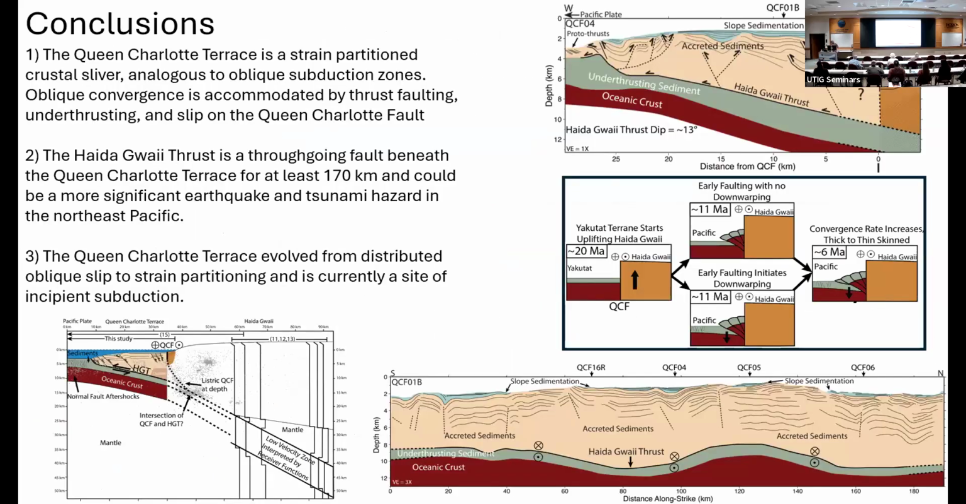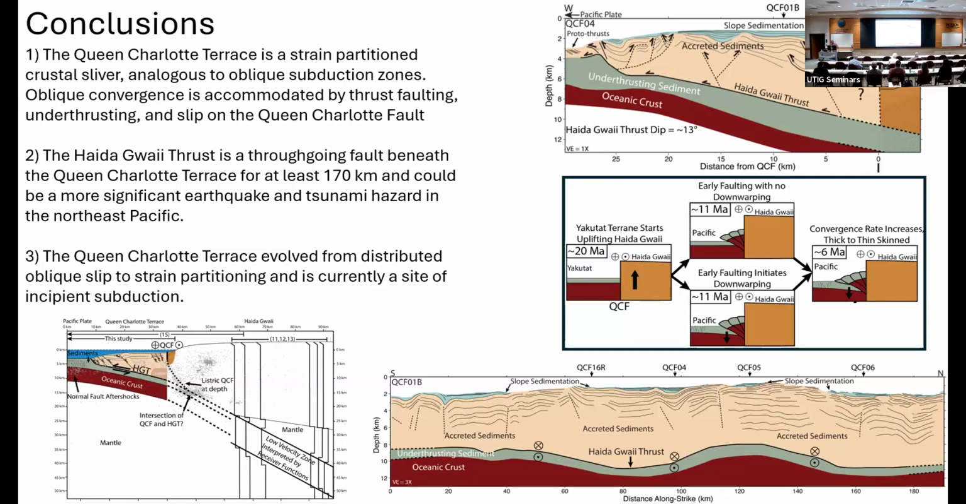So to wrap up the first part of this talk, we see that the Queen Charlotte Terrace is a strain-partitioned crustal sliver bounded by a plate-boundary-scale thrust fault and a strike-slip sliver fault. It's really more analogous to oblique subduction zones than it is to other major transforms. And that oblique convergence is accommodated by thrust faulting, by underthrusting, and slip on the Queen Charlotte fault in this strain-partitioned behavior.